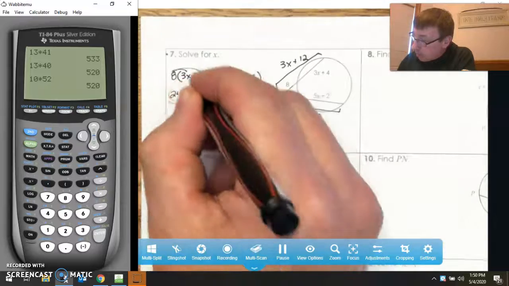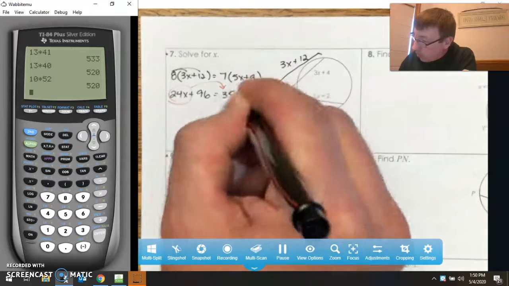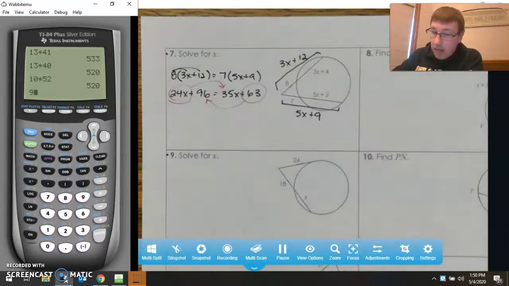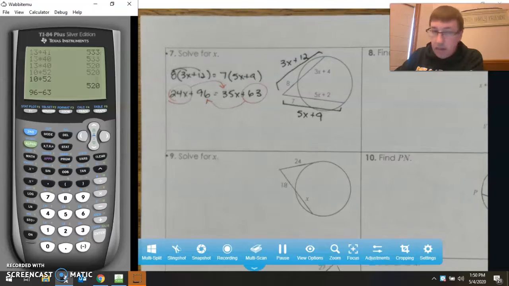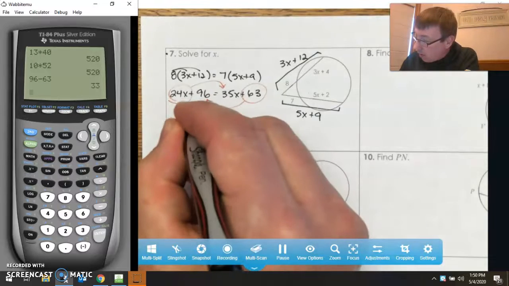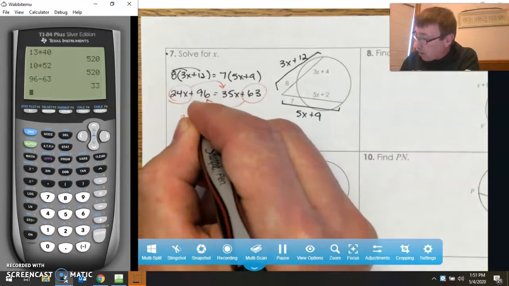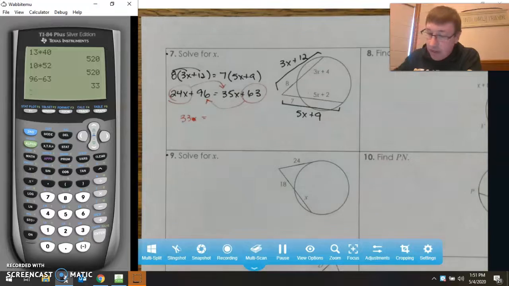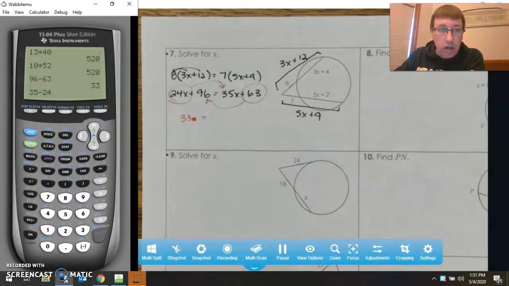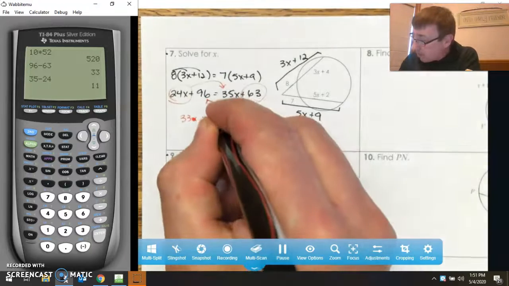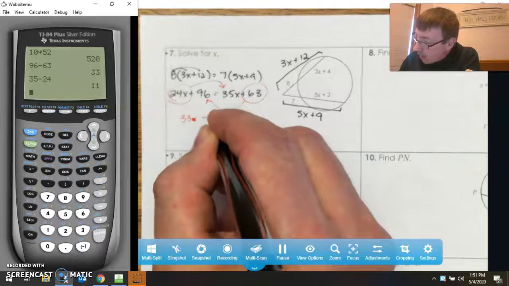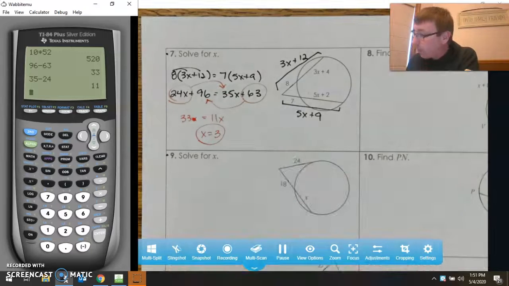So move this 24x over here, move this over here. 96 minus 63 is going to be 33. And 35x, so 35 minus 24 will be 11x, which means x, if we do some math, will equal 3. Okay, so we've done some of those now where we have two secants cutting through.